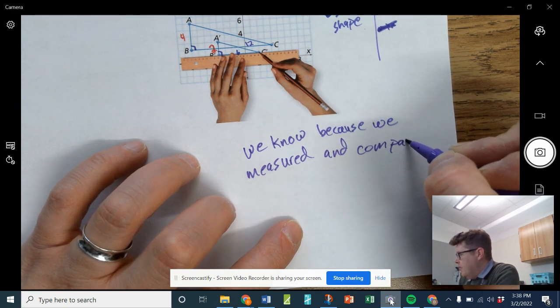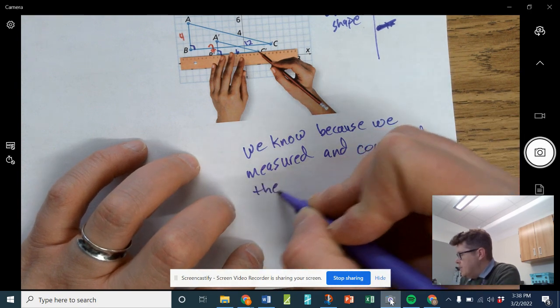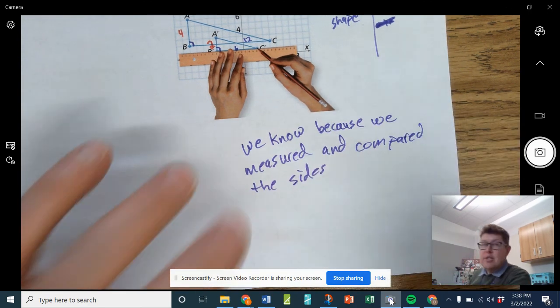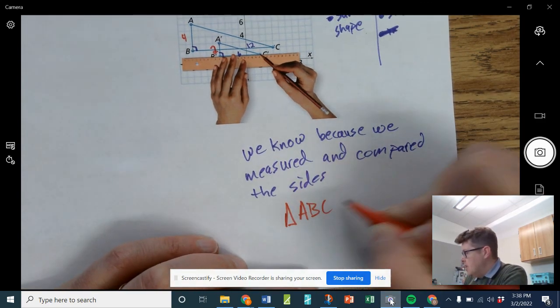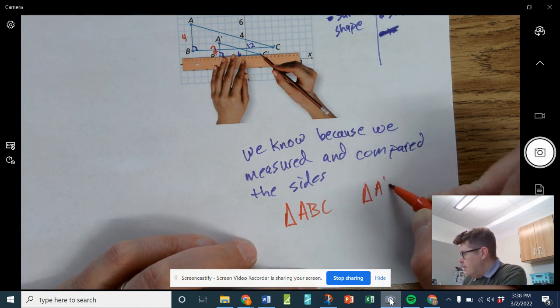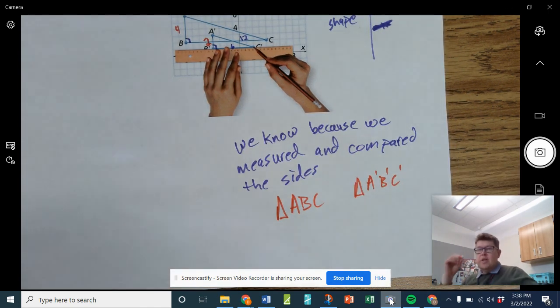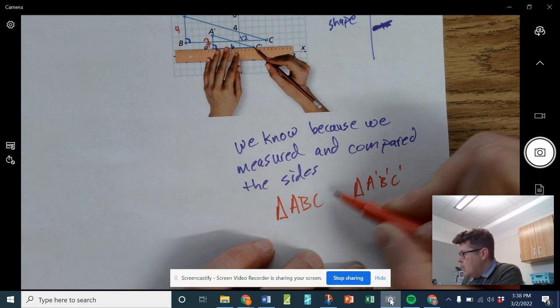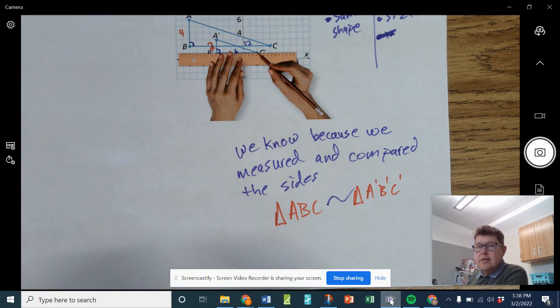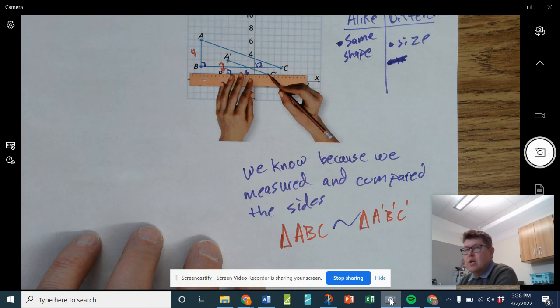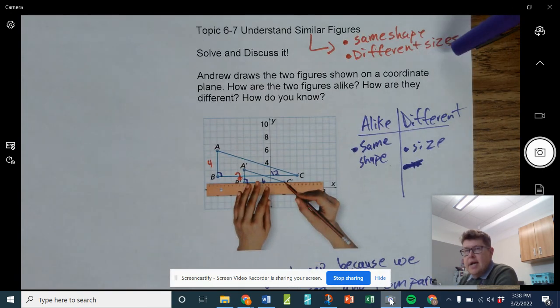Okay, one other thing that we can introduce here is the similarity symbol, or how to write a similarity statement. So we have triangle ABC, triangle A prime B prime C prime. If they were congruent, we would use the wave with the equal sign underneath. But since they're not congruent, we can use the similarity sign, which is just the wave, right? So that's how you write a similarity statement saying that these two triangles are similar. And again, similar means that they're the same shape, but the sides are in proportion to each other.